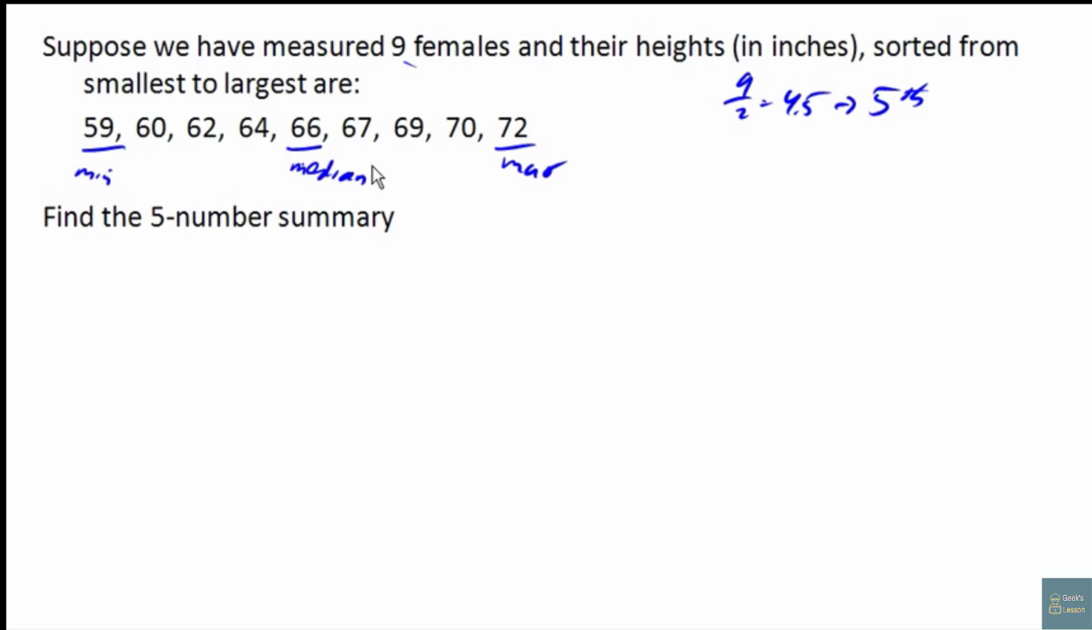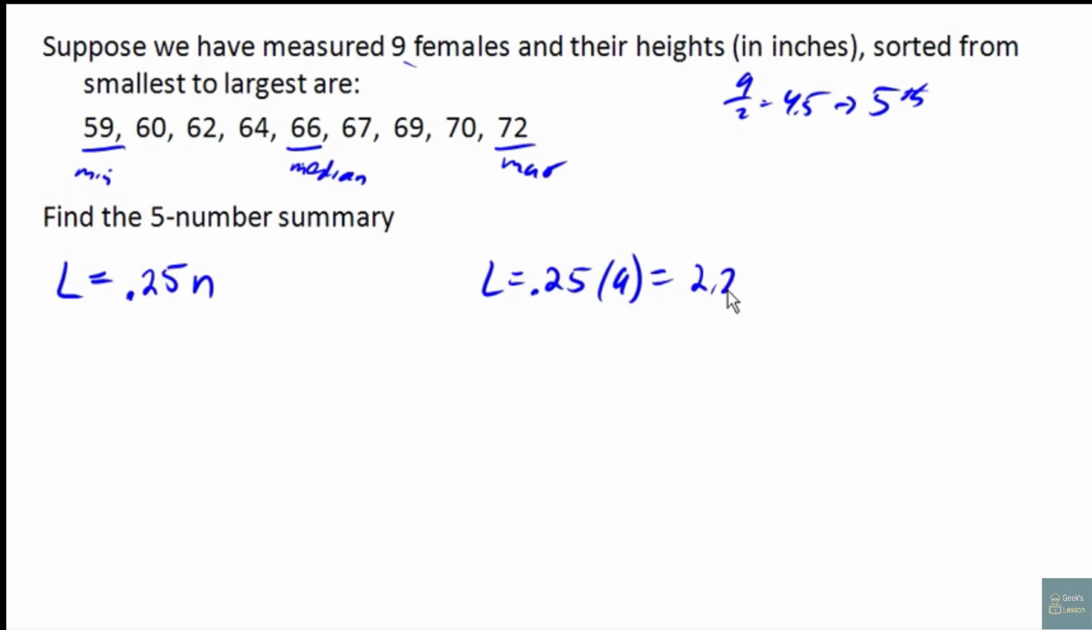And so to do that, we're going to use something called the locator method. So we're going to calculate a locator. Now, remember that the quartiles are supposed to divide the data into quarters. And so we're going to figure out where is 1/4, or in other words, 25% of the data values. So in this particular case, 0.25 times 9 is 2.25.